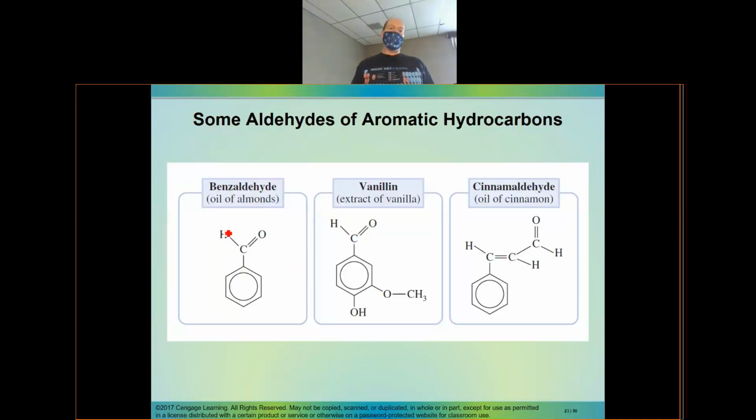Here we have a formyl group on an aromatic hydrocarbon. This is benzaldehyde. You would not need to know the name benzaldehyde. You would need to recognize an aldehyde group on an aromatic hydrocarbon. But this would be a formyl benzene.